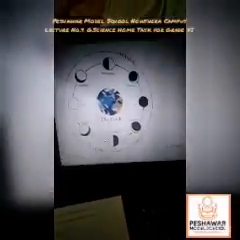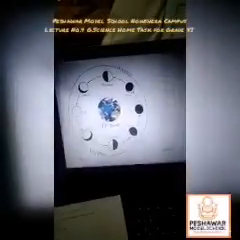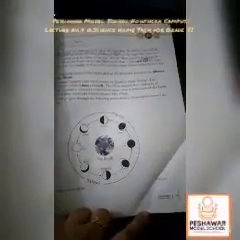You will draw this diagram. You can draw it from my video, from internet, or from page number 71, grade 5 book. Okay, here it is.